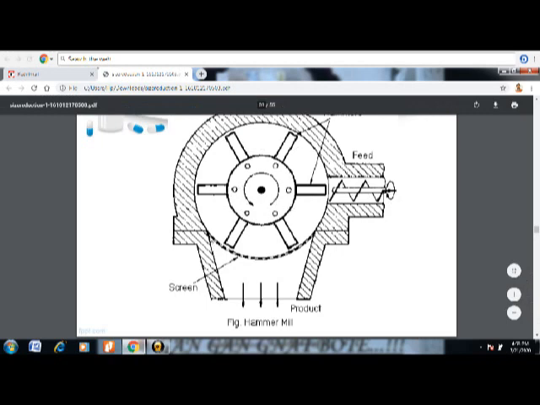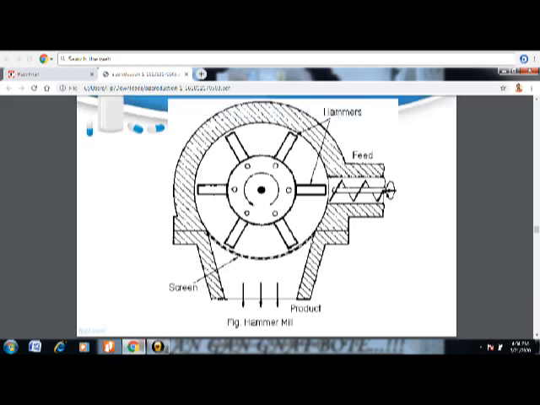Now towards this end, a screen, or we can say a sieve, is attached. The size of this screen or sieve depends on the size of the material which you want. If you want fine size particles, you attach a fine sieve here. If you want coarse size particles, you attach a coarse sieve here, right?